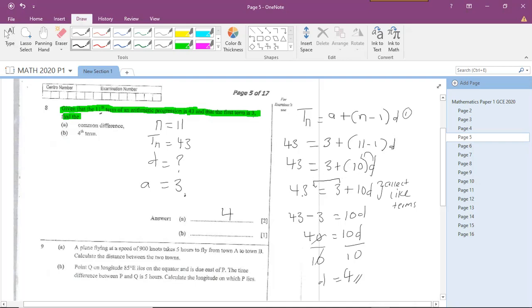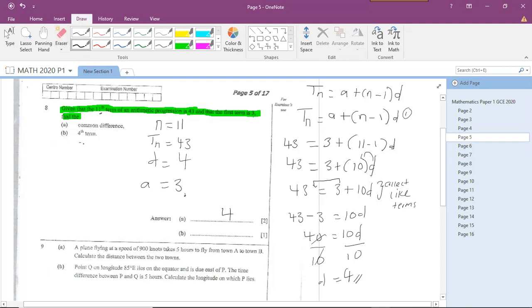The 3 crosses the equal sign, it becomes a subtraction symbol. 43 minus 3 to be 40. You divide both sides by 10. The common difference you're going to get will be 4. So we now know 4, meaning our equation will become nth term is equal to a plus n minus 1 multiplied by the common difference, and we will still maintain the same equation because now we know everything. So let me just put here where there is d, we're going to put 4.